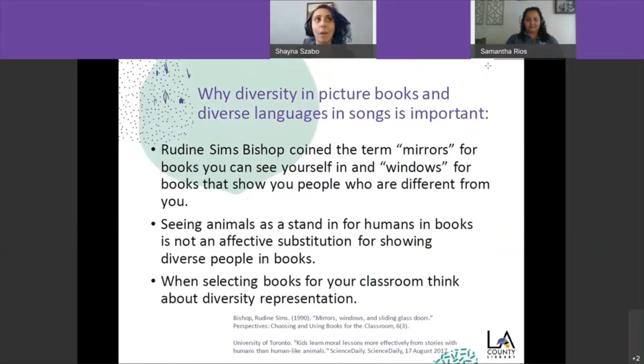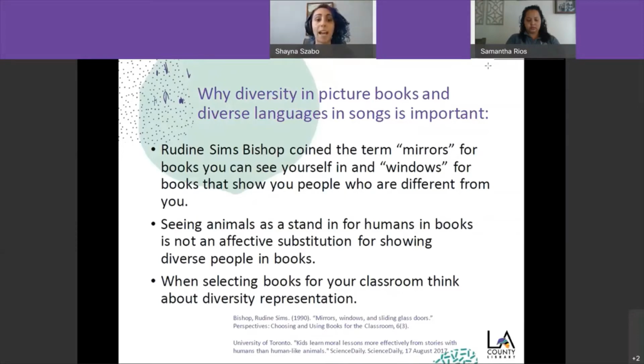So it helps us feel validated and seen to have mirror books, but it also is good to have windows to learn about other people and other people's experiences. Seeing animals, on the other hand, as stand-ins for humans in books is not as effective. You may think it might be a mirror book or a window book, but especially for kids 0 to 5, they're not as effective because kids need to see an actual person who looks like them, who looks human shaped and has their color skin or their clothing, so they can literally be a mirror and see themselves.